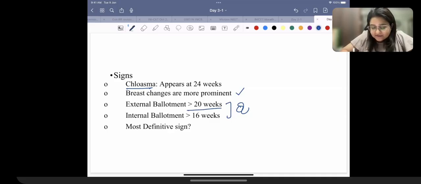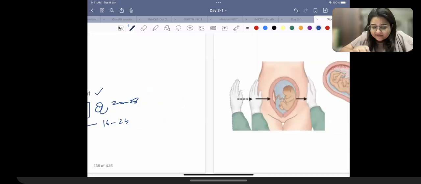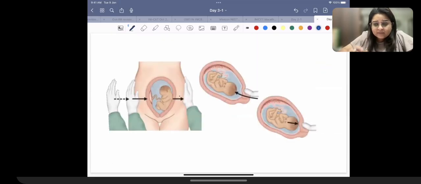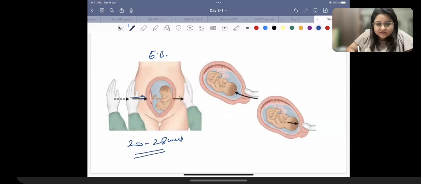External ballottement appears at 20 weeks, 20 to 28. You can say internal ballottement is 16 to around 24 weeks. What are they? This is external ballottement. Ballottement basically means bounciness. So if you move the baby with this hand from here, you will feel it hit or tap against your finger or your hand on this side. This is called external ballottement. It can be appreciated between 20 to 28 weeks of pregnancy.